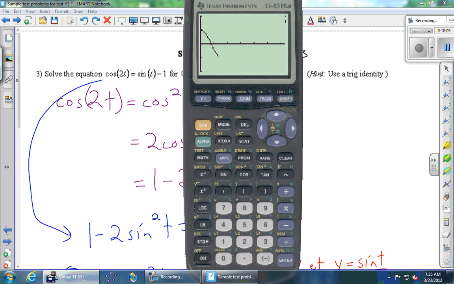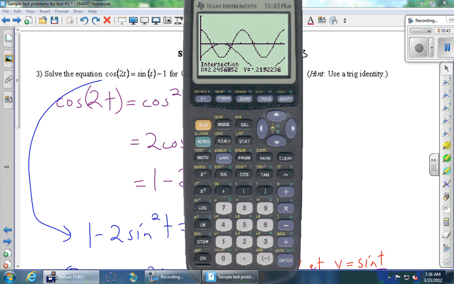Hit graph. We're really hoping that we see 2 points of intersection because we found 2 different answers down below. And that's comforting there. So we're looking for the 2 points of intersection. One of them is right around there, and the other one is over here. To find them, we do second calc. Choose option number 5. First curve, hit enter. Second curve, hit enter. Guess, hit enter. And in this case, it found us the right-hand point of intersection, 2.245, and change.